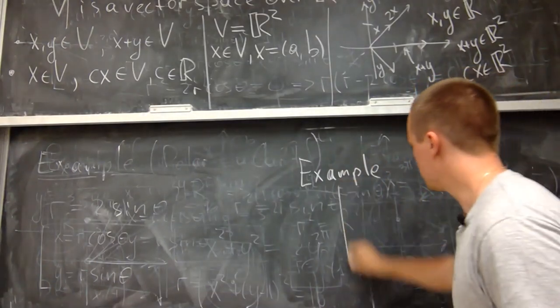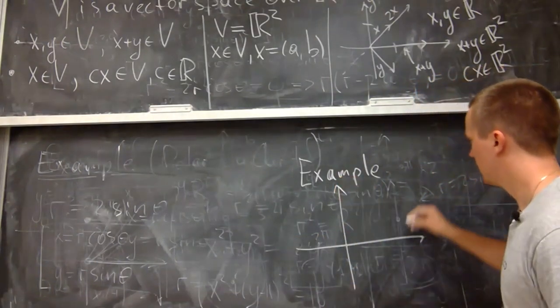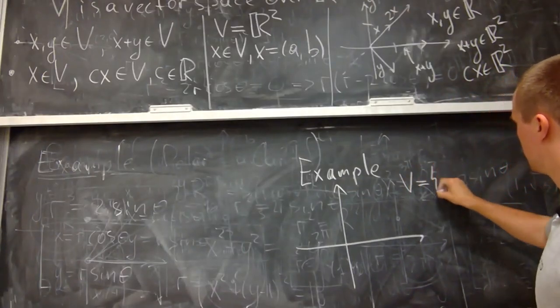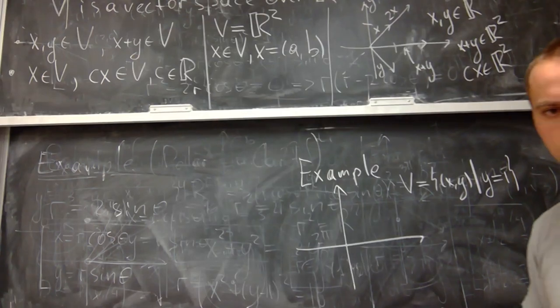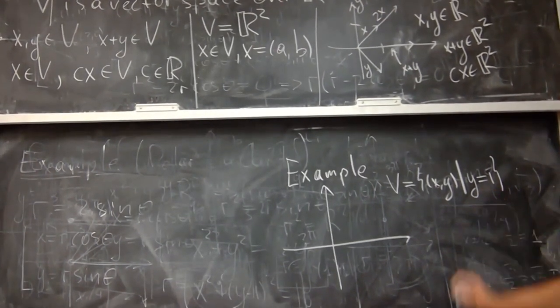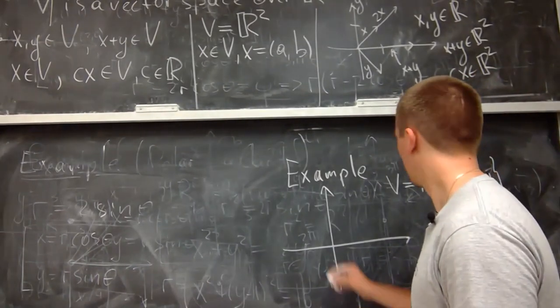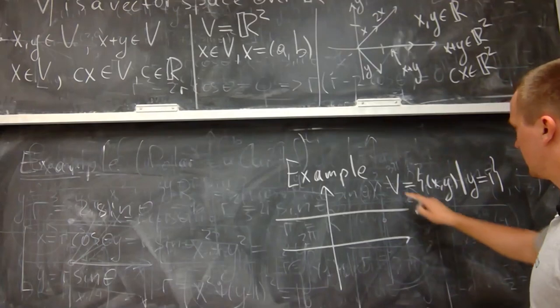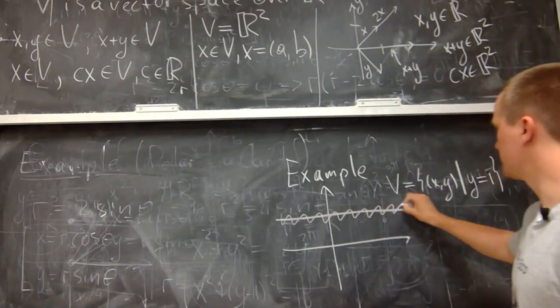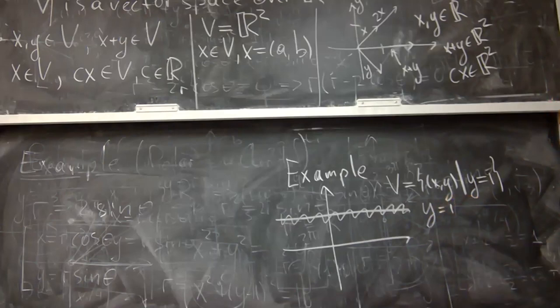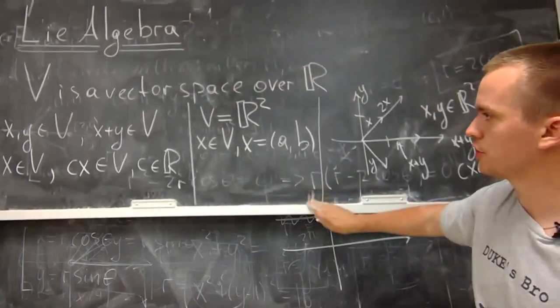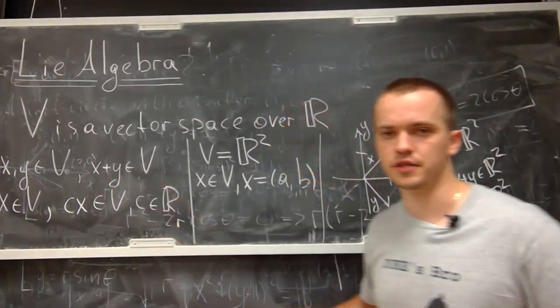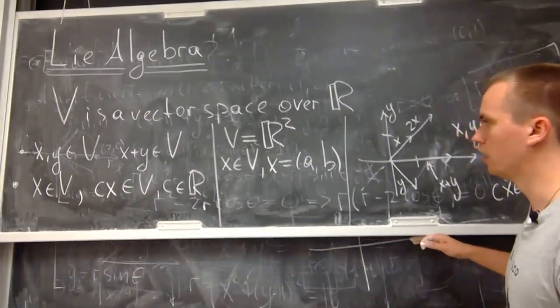Okay. And let's take, instead of a plane, my vector space to be the points x, y such that, let's say, y equals 1. And I claim that this thing is not a vector space. Why? So again, my V is represented by this line, y equals 1. What I'm going to show is a counterexample. I'm going to show that the first axiom is not satisfied, that if x and y belong to V, x plus y doesn't belong to V.